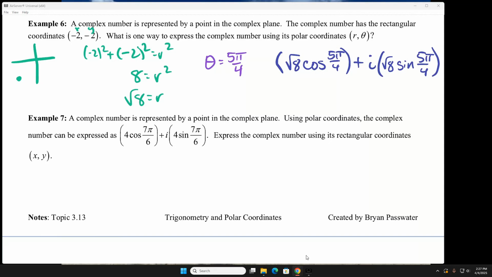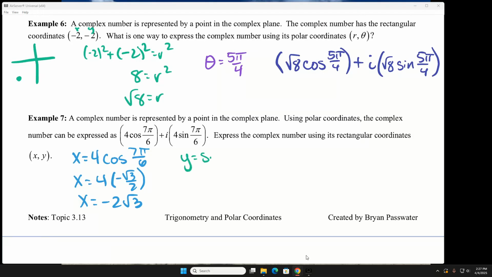And now we need x and y. So x is going to be 4 times the cosine of 7 pi over 6. The cosine of 7 pi over 6 is going to be negative square root of 3 over 2. So it looks like our x coordinate is -2 square root of 3. All right, for y, it's going to be 4 sine 7 pi over 6, or 4 times -1/2, or -2. All right, and so this complex number would be -2 square root of 3 minus 2i.